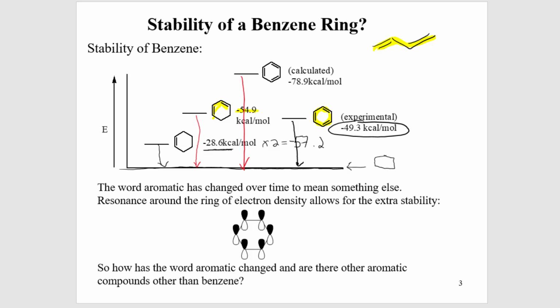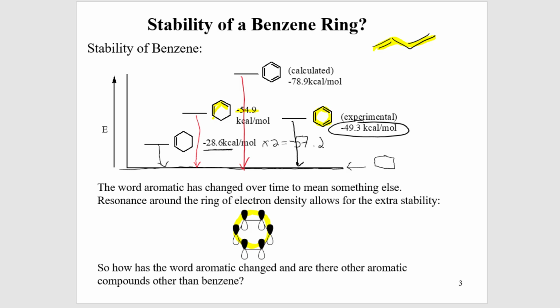I've drawn the benzene ring with its p orbitals shown and how they're all aligned and sharing the 3 pairs of electrons, the 6 electrons around and around that ring. So resonance around the ring of electron density allows for this extra stability. And the word aromatic has changed over time. Originally, a lot of these compounds smelled really nice, and so that's why the term aromatic came to pass. However, this term now means something very different.